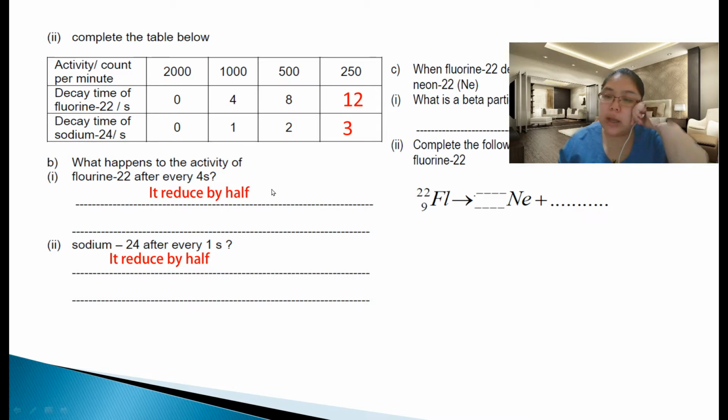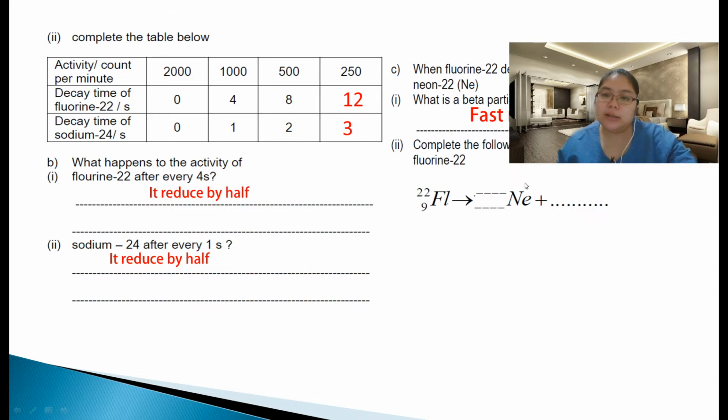Then we go to part C. When fluorine-22 decays, it produces a beta particle and also neon. The question already tells you that. So what is a beta particle? Beta particle means a fast moving electron.